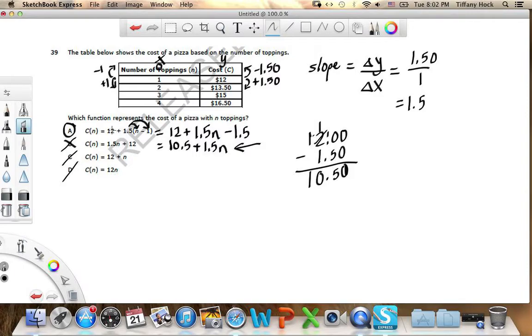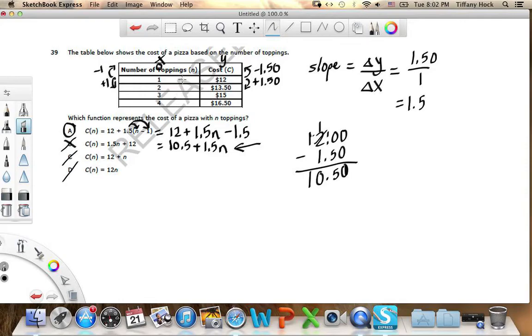Whereas here, if you do 12 plus 1.5 times 2 minus 1, well, what's 2 minus 1? That's just 1. So 1.5 times 1, still 1.5. Add 1.5 to 12, and that would give you 13.5, or $13.50, is the cost. So that works out as well. So again, if you get one of these and you forget what to do, just go to the guess and check method. What I mean by that is take an x value from a table where you know the y value that goes with it, plug it in, and see if it matches up.